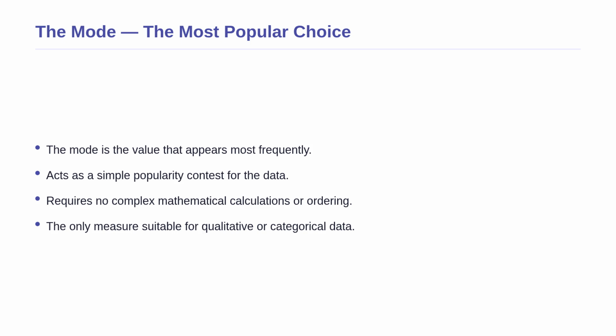Unlike the mean or median, the mode does not require any complex calculations or ordering of data. You simply count the frequencies. It is uniquely important because it is the only measure of central tendency that can be used for qualitative or categorical data, like blood types or eye colors, where numbers are not involved at all.